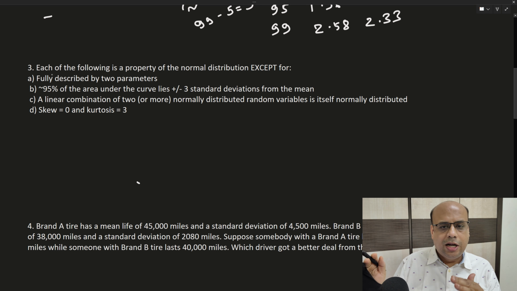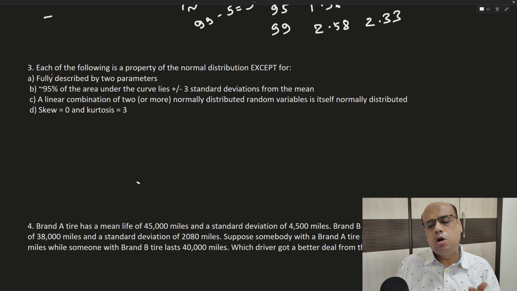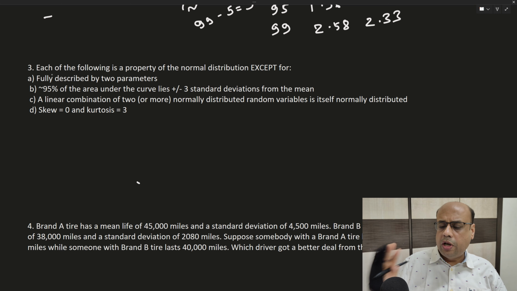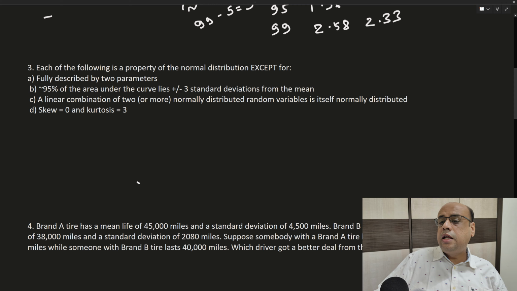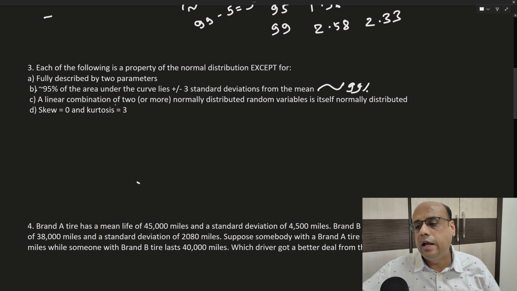Let us not get confused, because I have seen people, including myself, get confused on these kinds of questions when we did these exams. So three are correct, one is false. A is correct, right? C is also correct. D is also correct. Then what is remaining? B. B is false. This is not 95%, this is approximately 99%. So B is false and B is the correct answer.